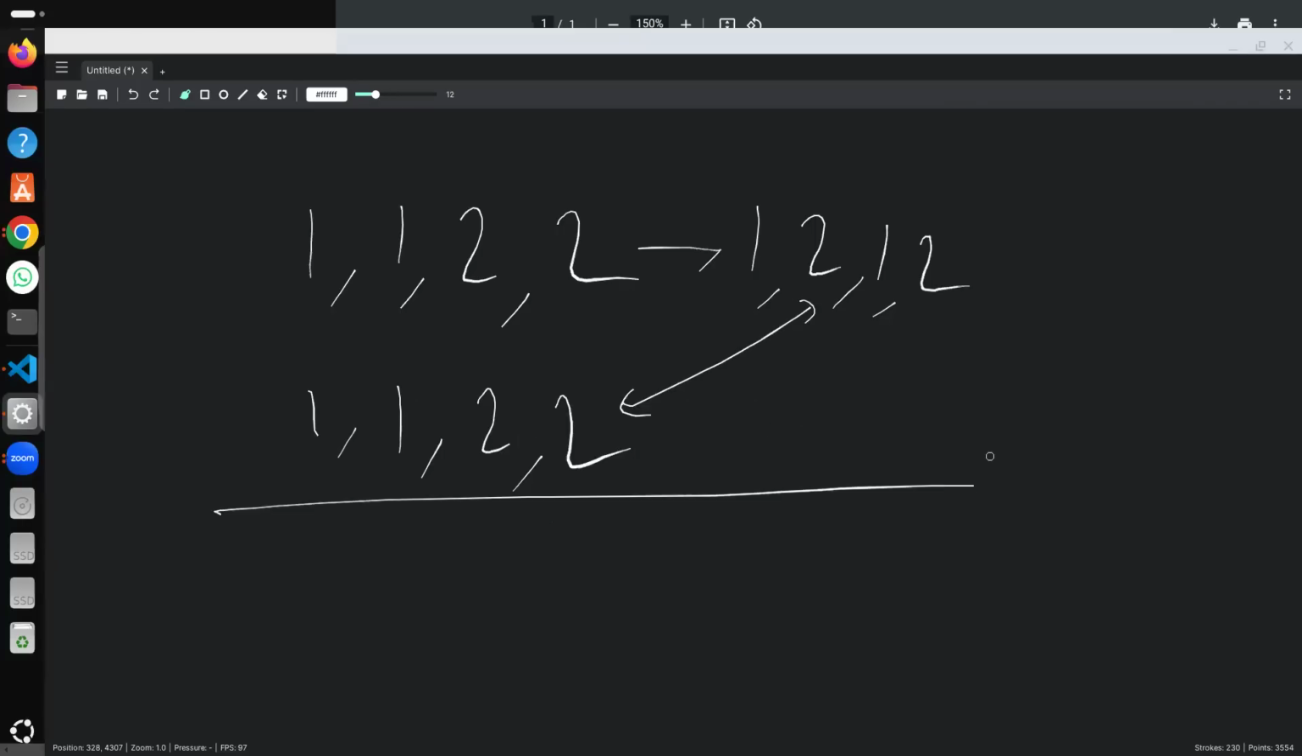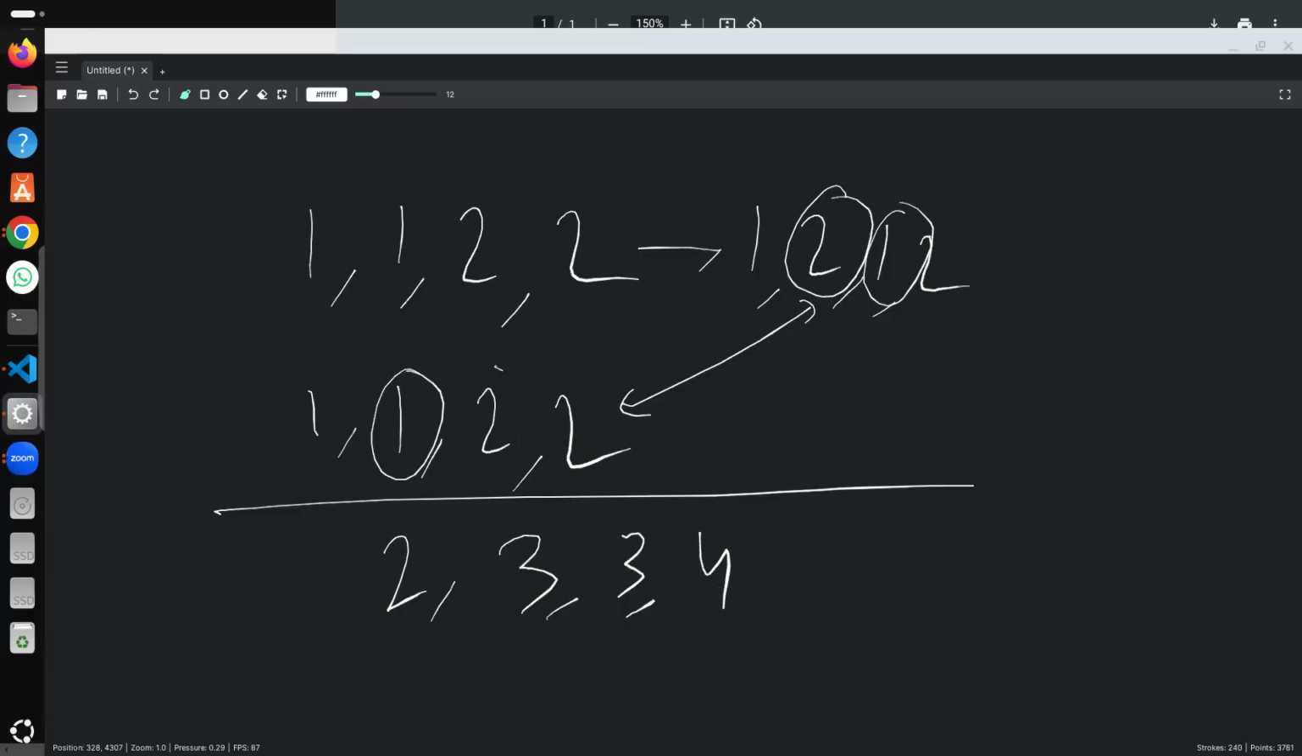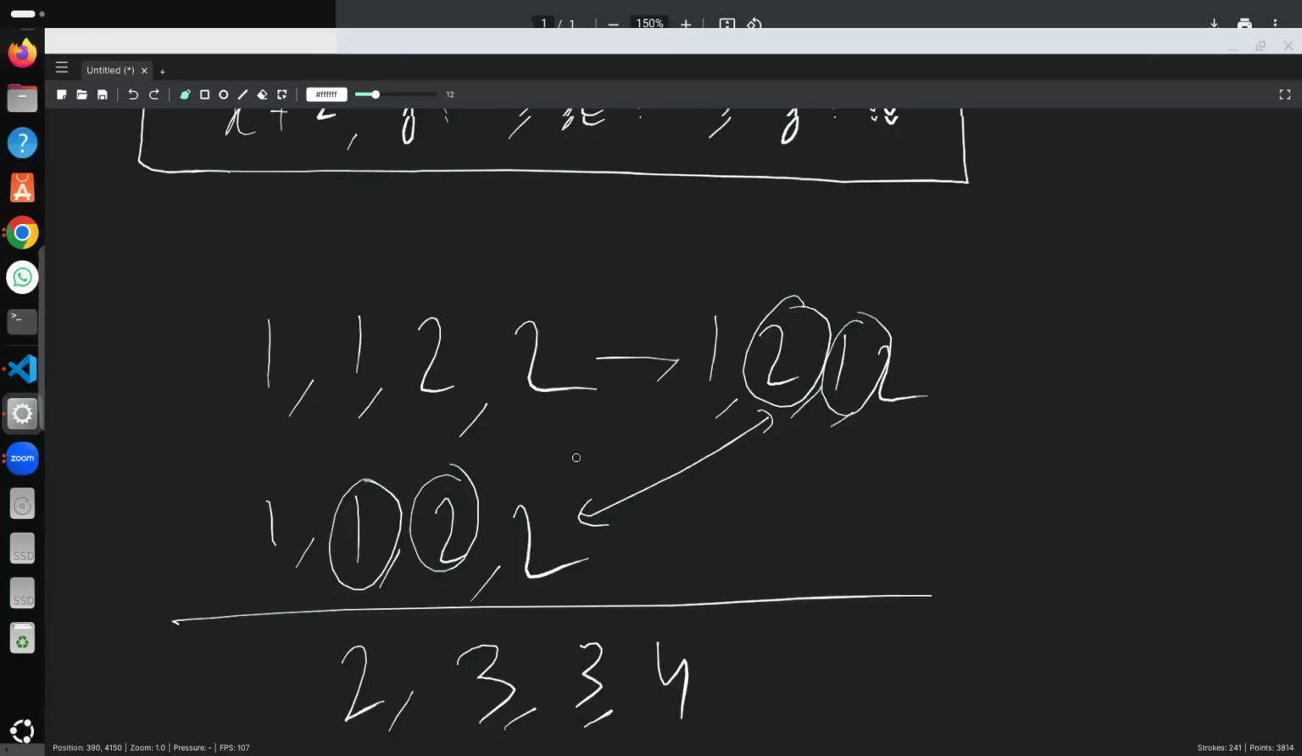Now if I make the array C, then it is like 2, 3, 3, and 4. So therefore we got four distinct elements. I mean, three distinct elements, because this 2 plus 1 and 1 plus 2 became the same. Alright. So that's what we can actually do.